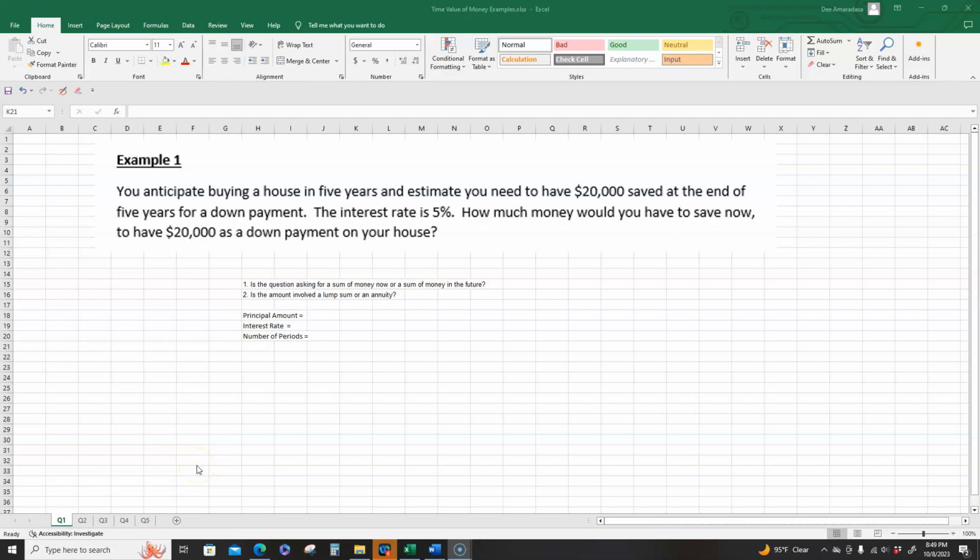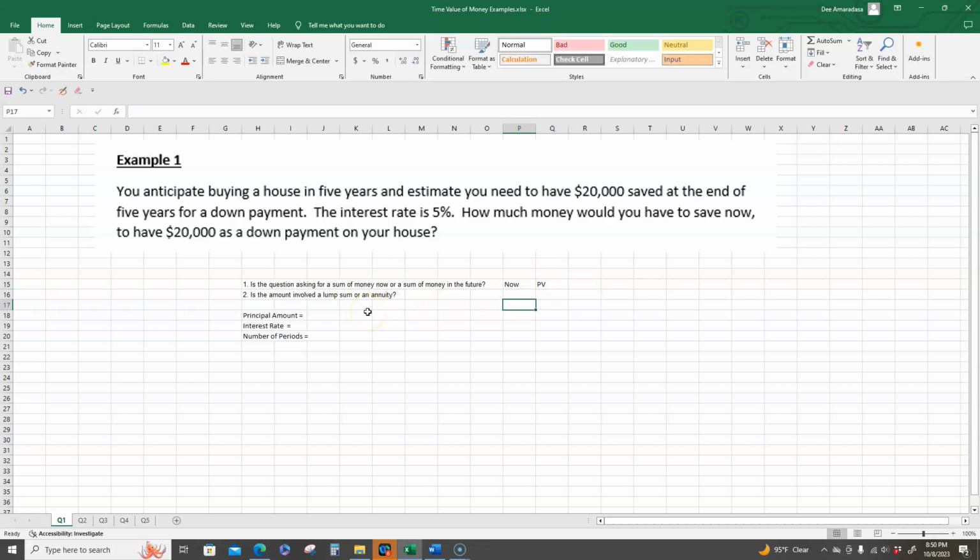Whenever you read time value questions, you always have to determine, are they asking for a value in the present, which is now, a value in the future, sometime in the future, or an amount of a payment? So in this example, the question is, how much money would you have to save now? If it's a now question, we're looking for a present value. So it says, is the question asking for a sum of money now or a sum of money in the future? The answer here is now. If the answer is now, we're going to use present value calculations.